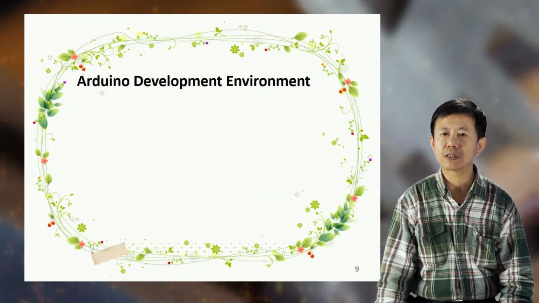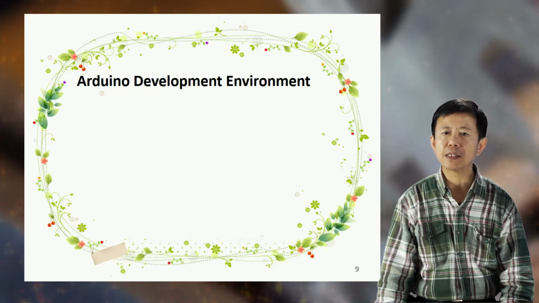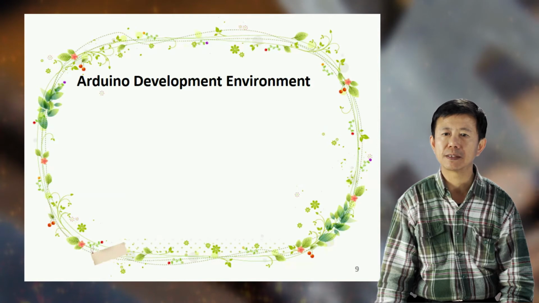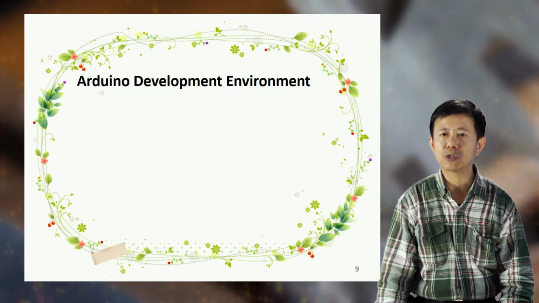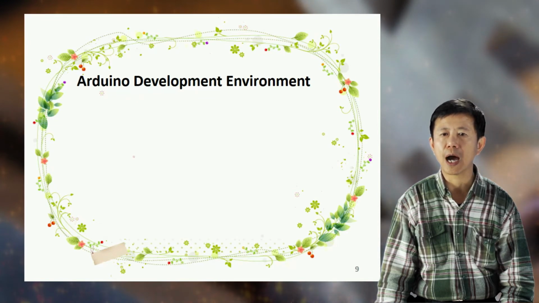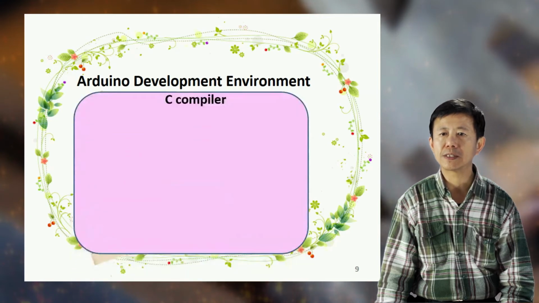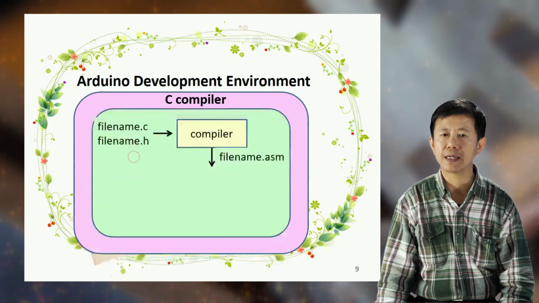Now the figure shows what's going on in the Arduino IDE. It runs on the host computer, for instance, my computer. The Arduino development environment provides a user-friendly interface to aid in program development, transformation to machine code, and loading into the Arduino Uno R3. The core is a C compiler. There are two tasks inside the C compiler.